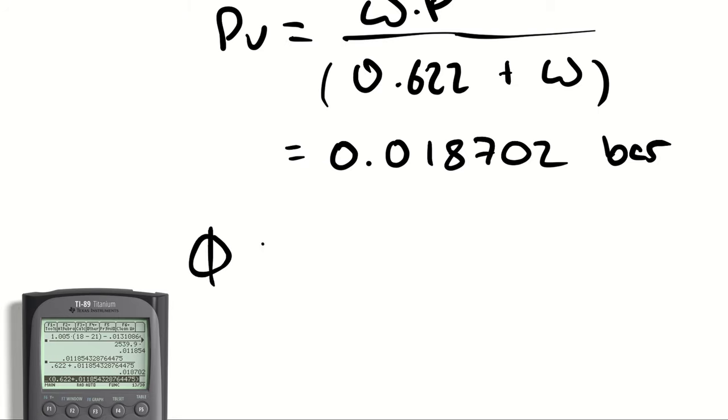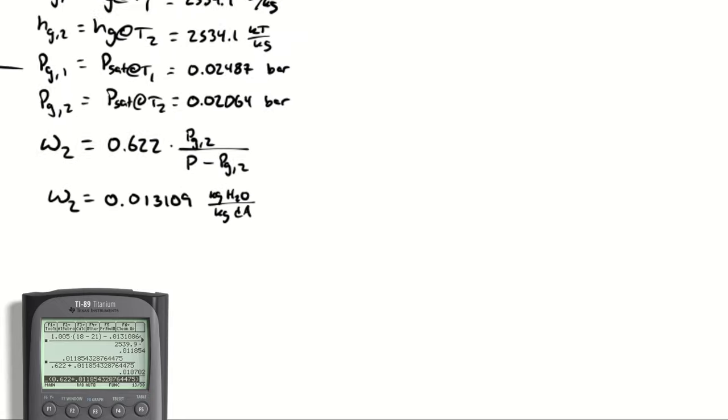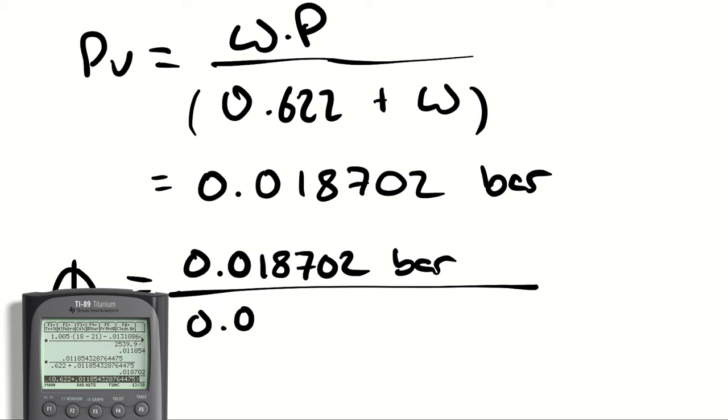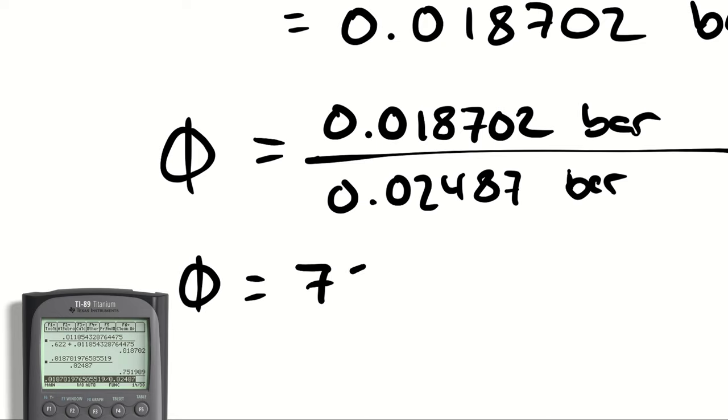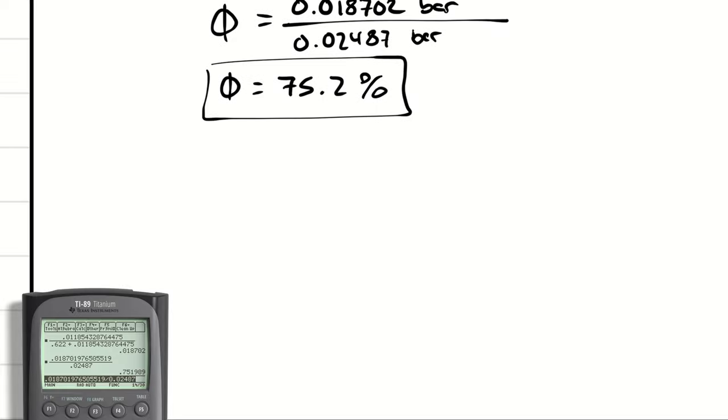Then RH is going to be that number divided by the PG value we had looked up at state 1, which was 0.02487. So when I divide those two numbers, I get a relative humidity of 75.2%. Okay, 2/5 of the way there.